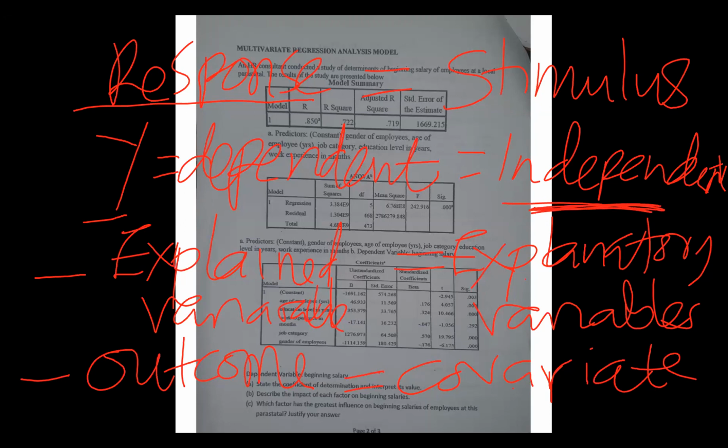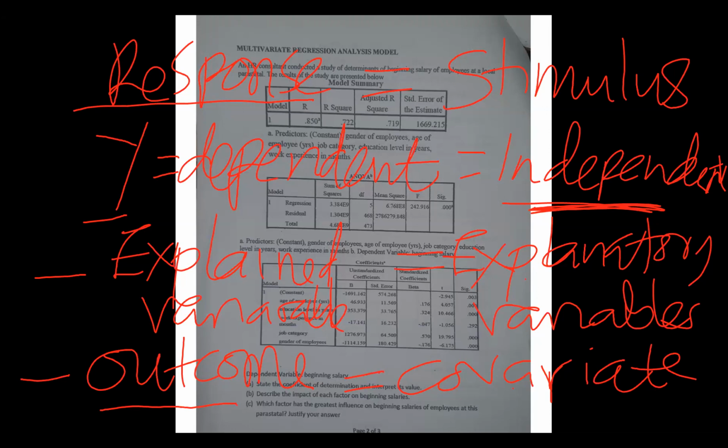Then if you want to call y the explained variable, then the x variables should be called what? Explanatory variables. Then if you want to call your y the outcome variable, then your x variables should be called what? Your covariate variables, okay? So basically, those are just some of the synonyms, some of the words that you use.